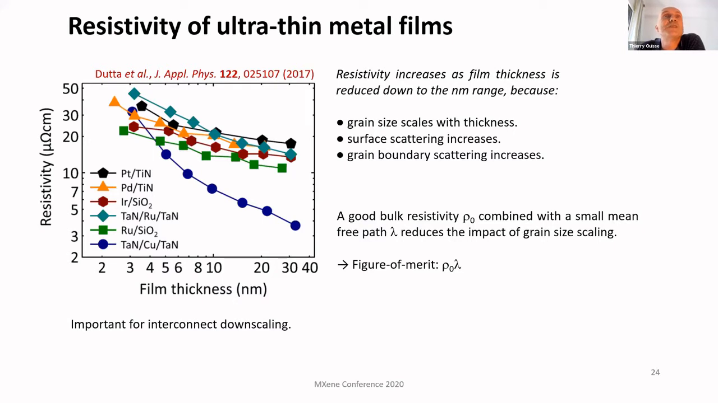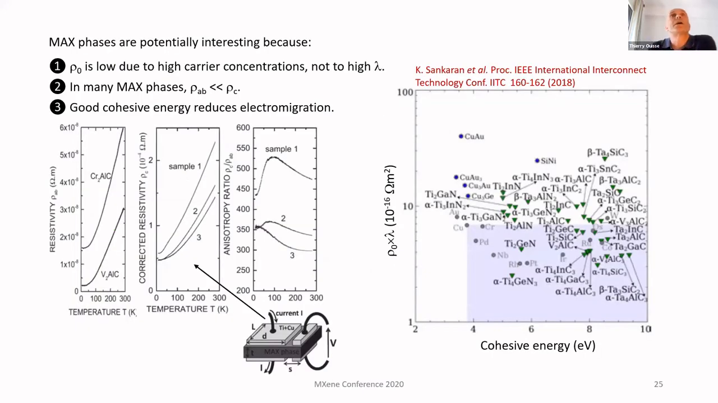We therefore need to minimize both the resistivity and the mean free path, just because a small mean free path does not degrade as long as the grain size stays larger than it. So the figure of merit chosen by the community is the product of the bulk resistivity by the mean free path. And the goal is to find materials which minimize this quantity. So why are MAX phases potentially interesting for interconnects?